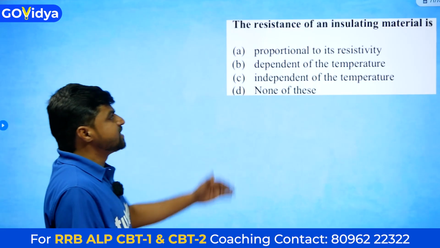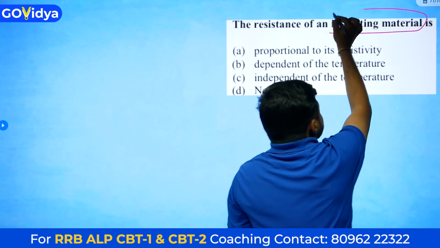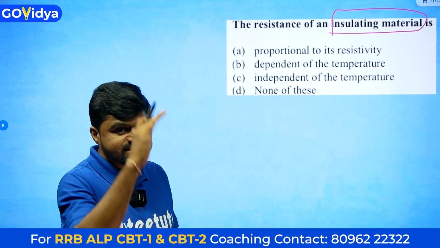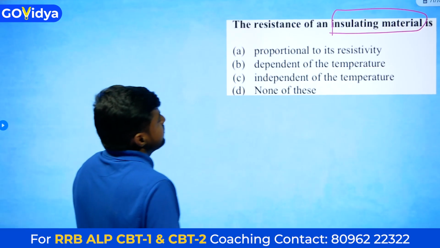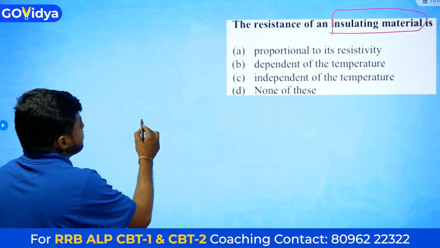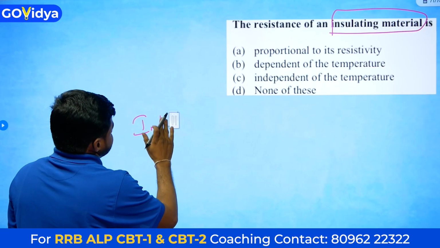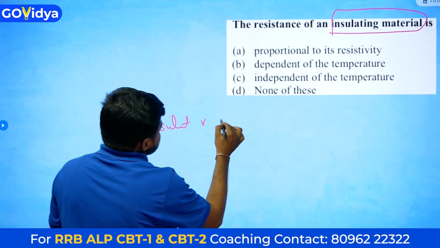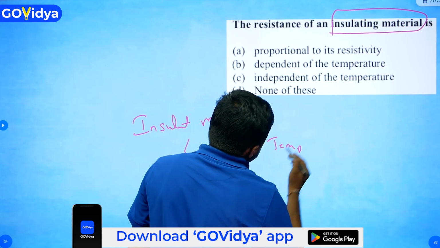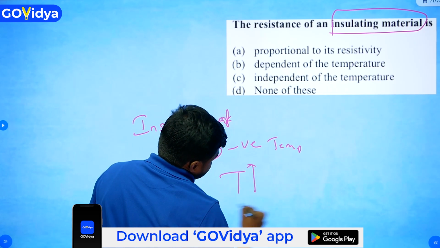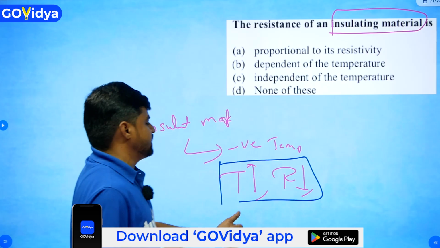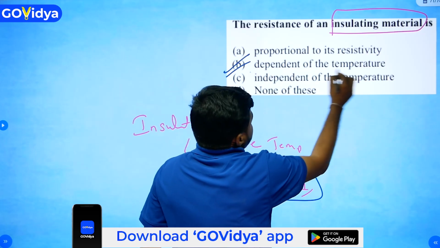Next question, the resistance of insulating material: if temperature increases, the insulation resistance will decrease, or is proportional to its resistivity, or depends on its temperature, or is independent of temperature. Insulating materials are negative temperature coefficient materials. If temperature increases, resistance will decrease. Resistance of insulating material depends on temperature. Option B is the correct answer.